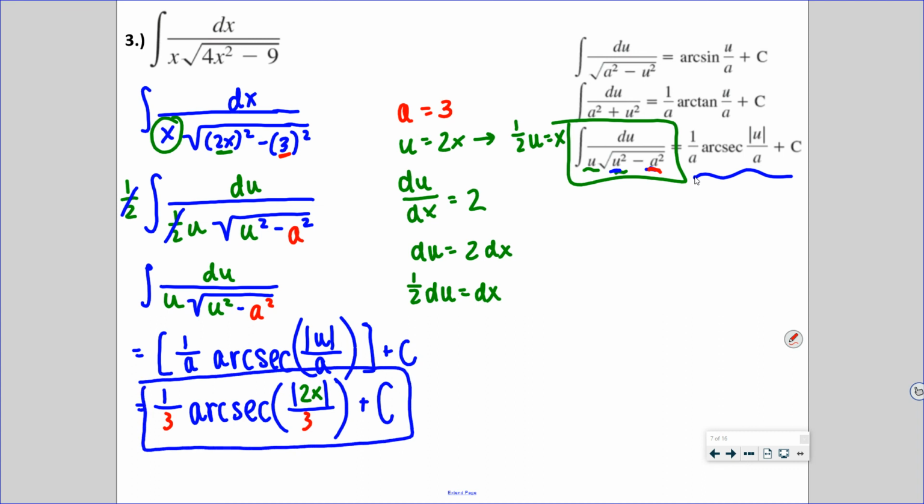I just want to make sure that's right. Yes, I did that. Okay, so there's one of each: inverse sine, inverse tangent, and inverse secant.